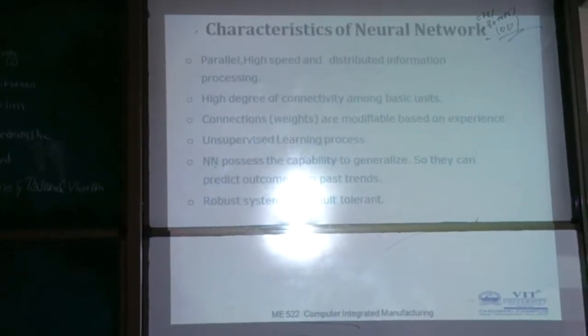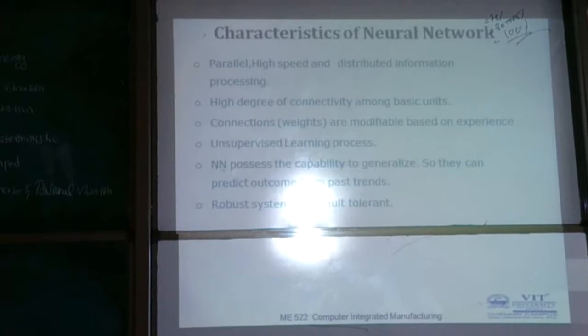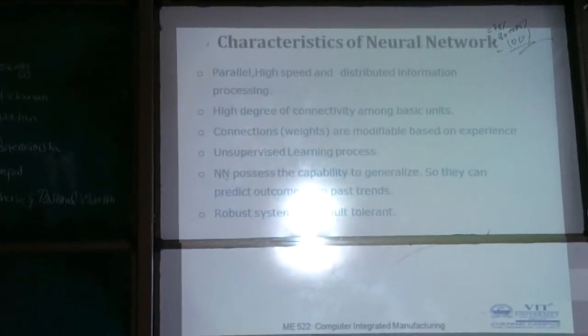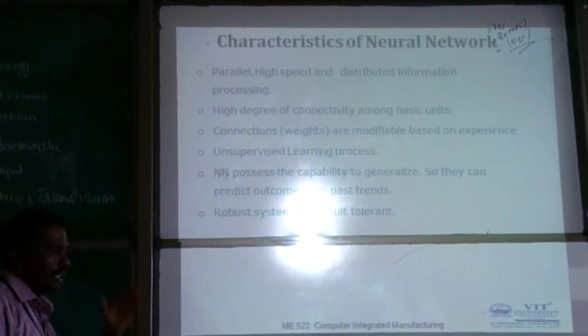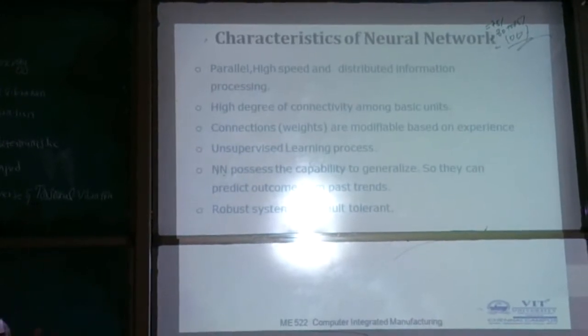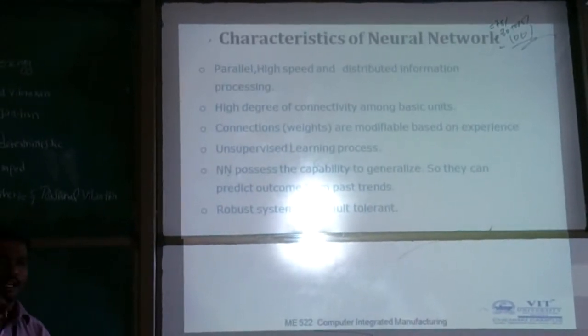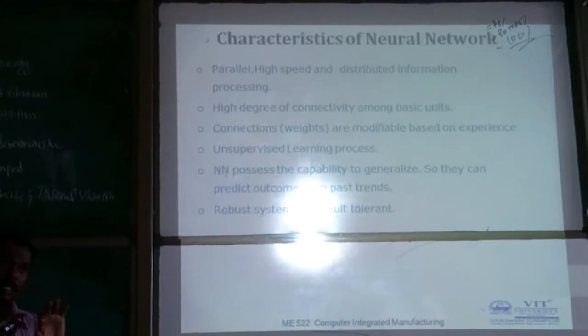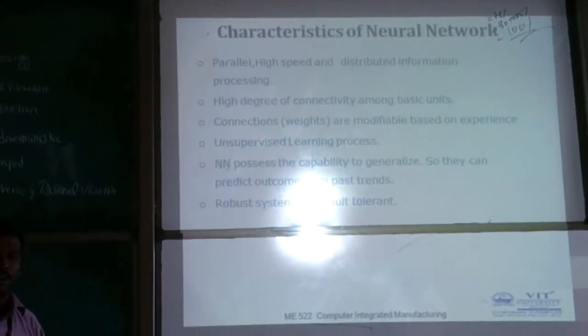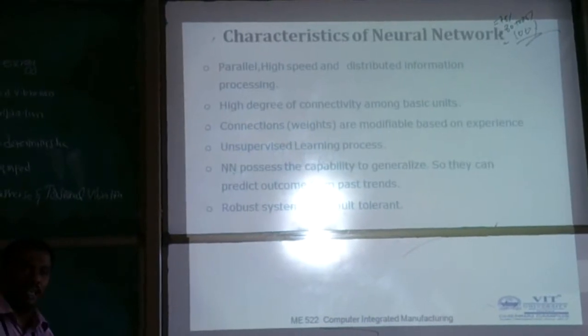So, characteristics of neural networks. We have seen some architectures. If we take a single structure, a single layer, you get the output, but you want to get the defined output. Even though there is parallel high-speed and distributed information processing, you are not able to get the defined output.